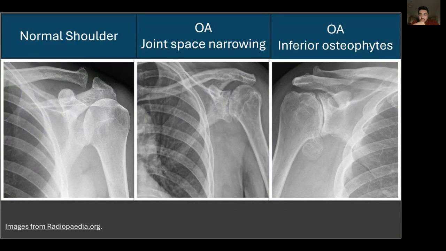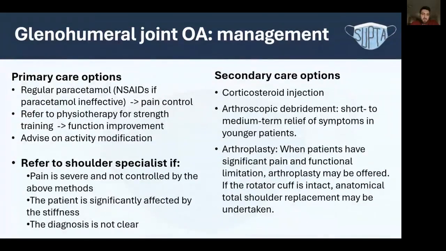So the main findings are subchondral sclerosis, joint space narrowing, marginal osteophyte formation, and bone erosions, as with any osteoarthritis anywhere else. The management of glenohumeral joint osteoarthritis depends. So primary care options are regular paracetamol or NSAIDs for pain control, physiotherapy for strength training, and you just advise patients on activity modification, and that's it.